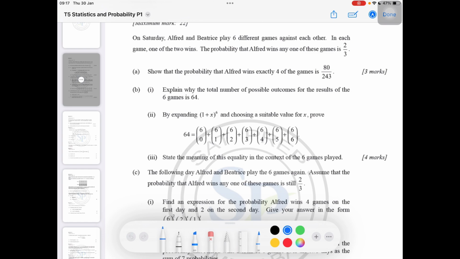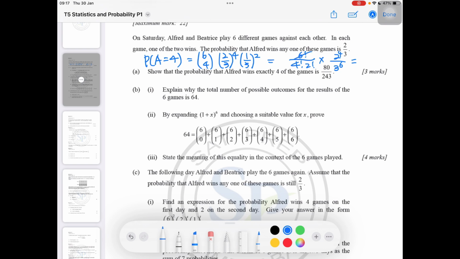So let's call it A. Probability A wins exactly 4 out of 6. So 6 choose 4: wins 4 times, loses twice. So 6 factorial over 4 factorial, 2 factorial, and 2 to the power of 4 over 3 to the power of 6.